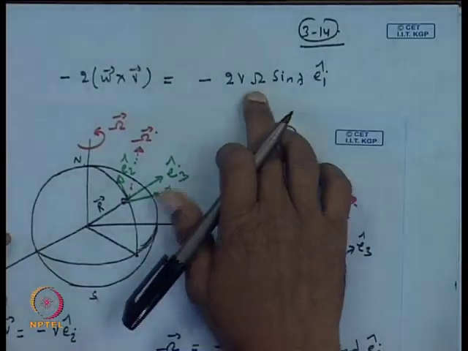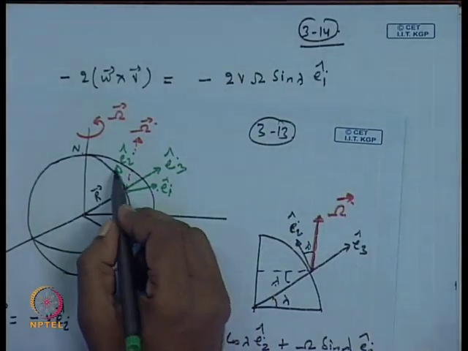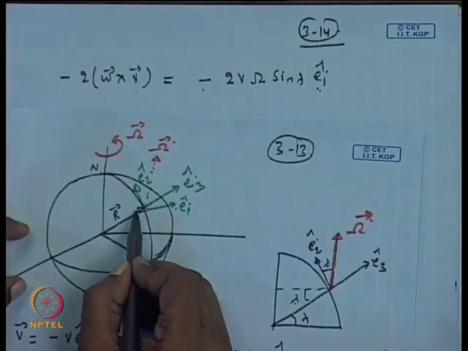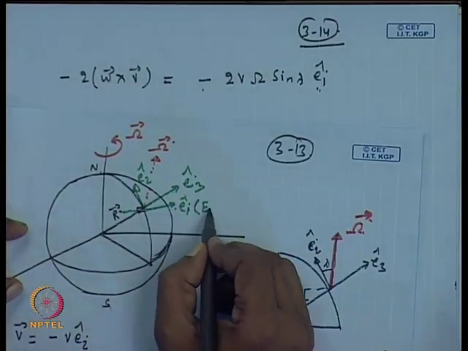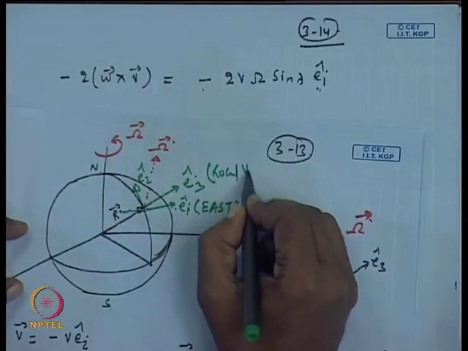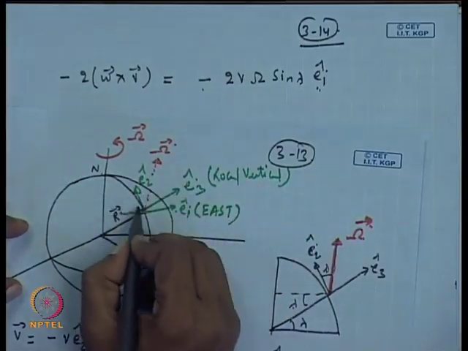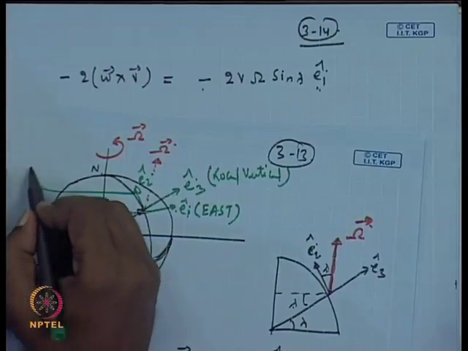So, this is the Coriolis acceleration in the body reference frame. Your body reference frame is shown by these green lines. So, it is acting in the direction of negative E1. Okay. So, it is acting in this direction. So, this is the east direction, this is your local vertical, and here this is your north direction. Okay. So, at any point we identify like this, this is your north direction.